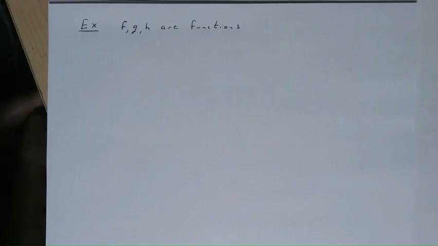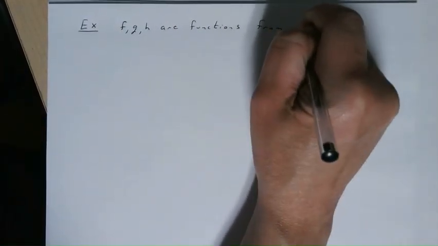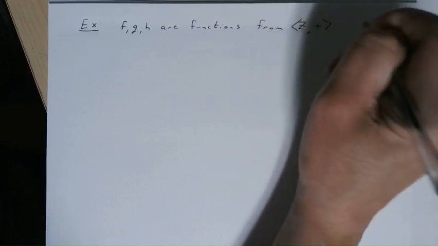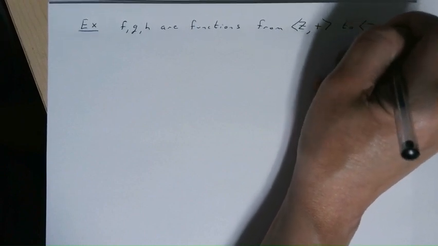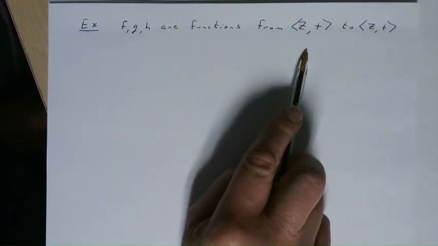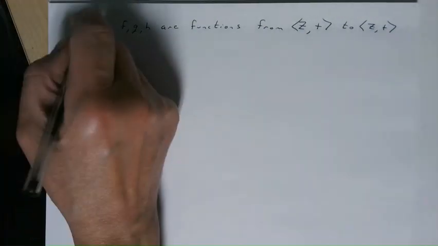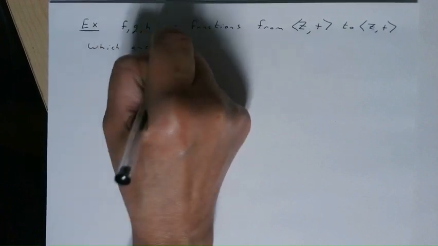So suppose f, g, and h are functions, say from Z with addition to Z with addition. So they're functions from this group to this group. It's the same group under the same group operation. They both have plus. So which are homomorphisms?